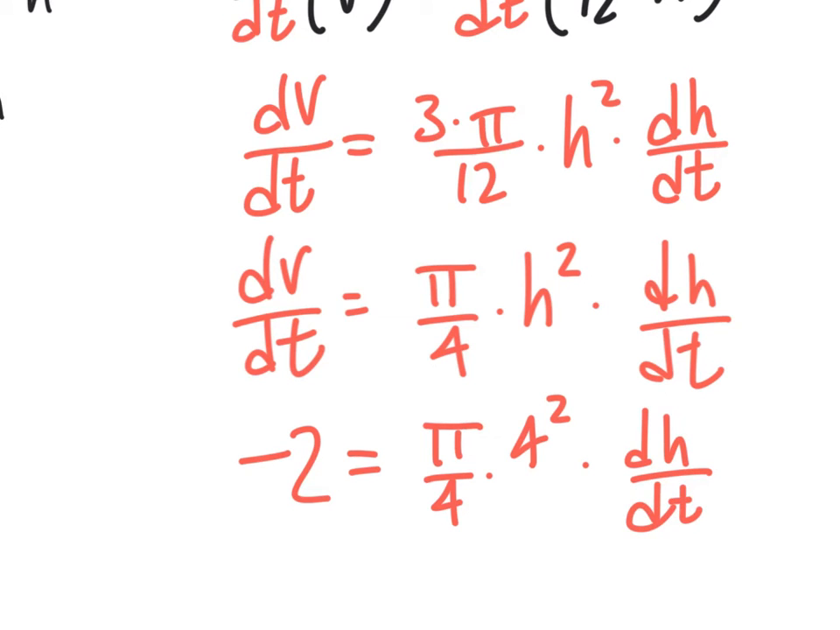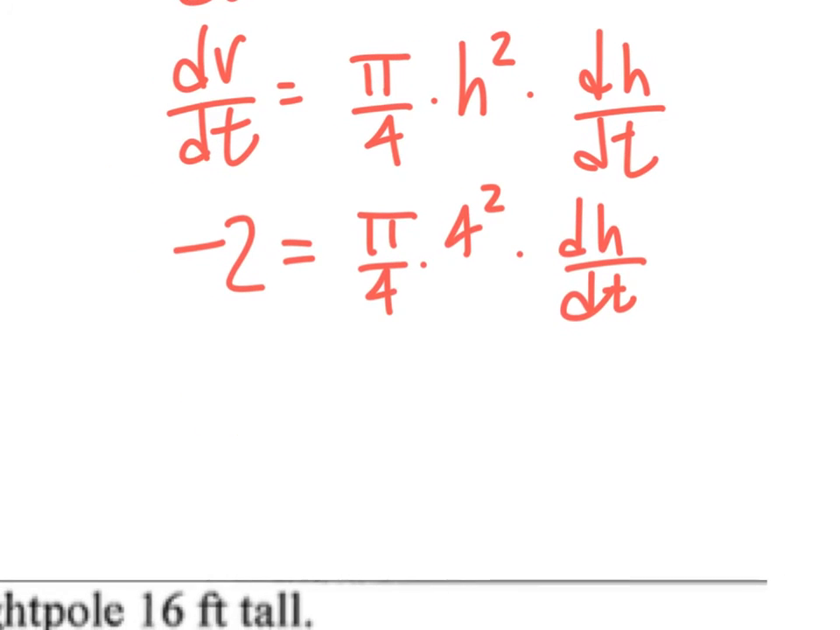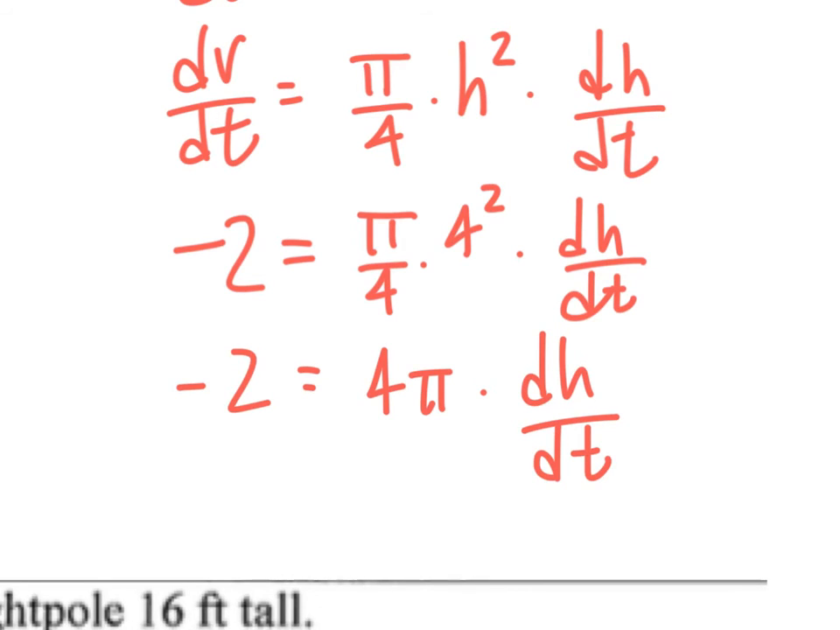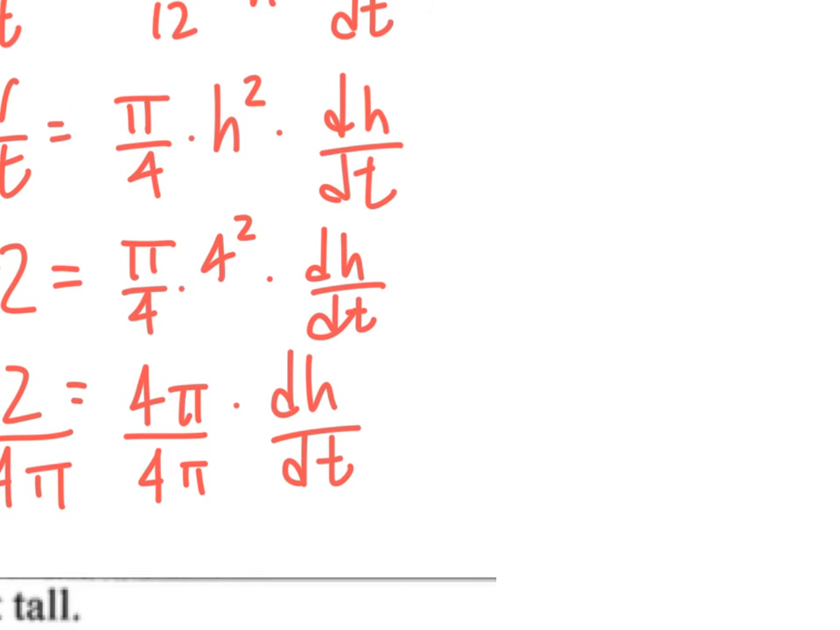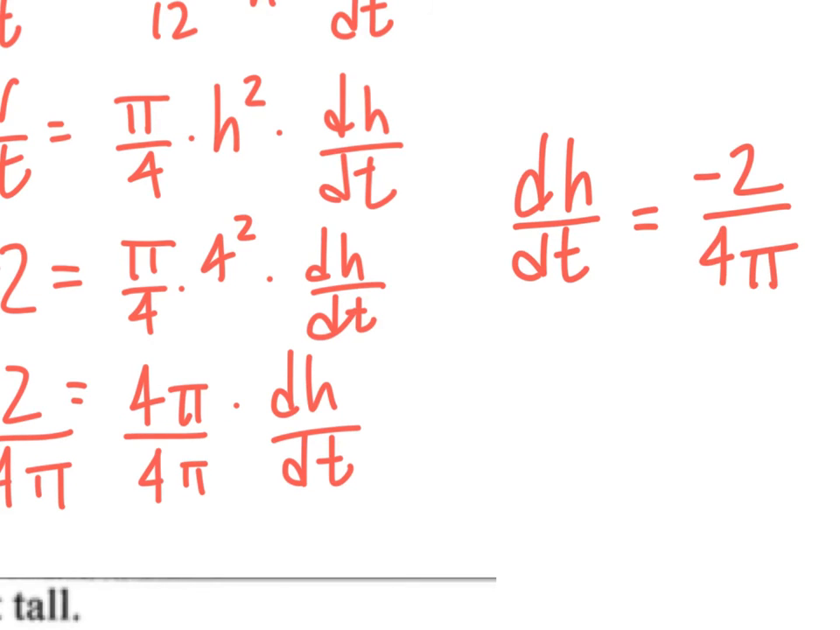As a result, I'm going to simplify this and get -2 is equal to, 16 over 4, so that really just gives me 4 pi times dh/dt. Now I'm just going to divide everything by 4 pi. So we can figure out here that dh/dt is equal to -2 over 4 pi, which simplifies down to -1 over 2 pi.